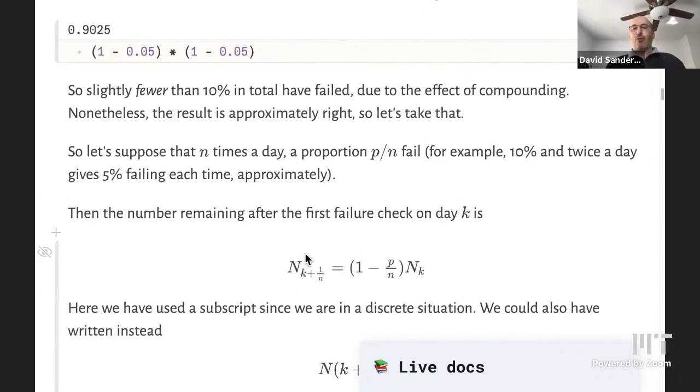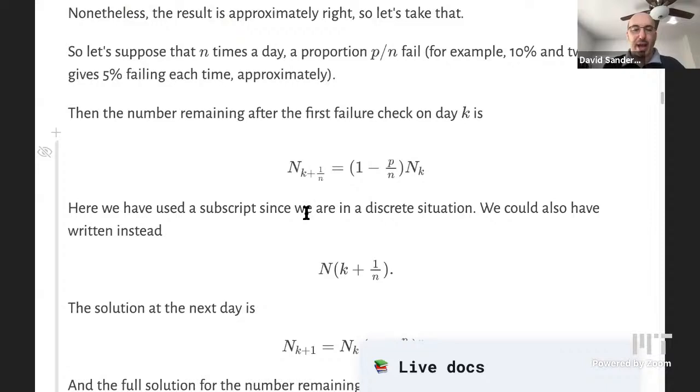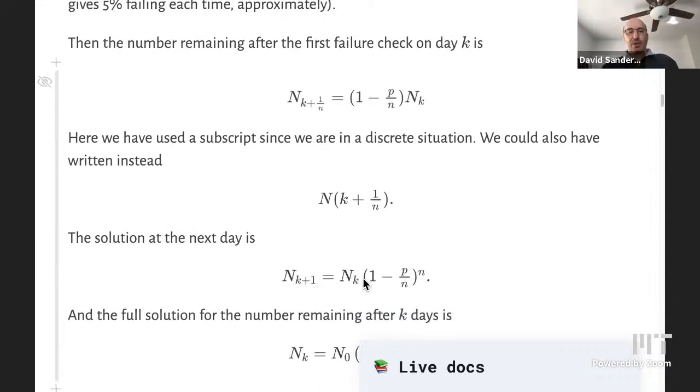So we can again write down some formulas. Here we're using a bit of a strange notation. We're indexing now with not just the integer k, but the fraction, which is k plus this 1 over n piece. So that's the next mini step during a day, but it's still discrete, so we still can write it using an index. And so that's just given by (1 minus p over n) times the number at the start of the day. So it's exactly the same calculation that we did before. And now we have to do that again and again during one single day for n steps. And so the result at the end of the day is n_{k+1} equals n_k times (1 minus p over n) to the power n. So we get this compounding effect coming in here.